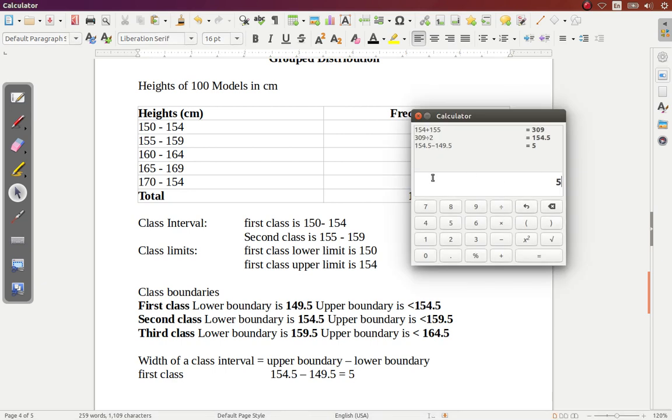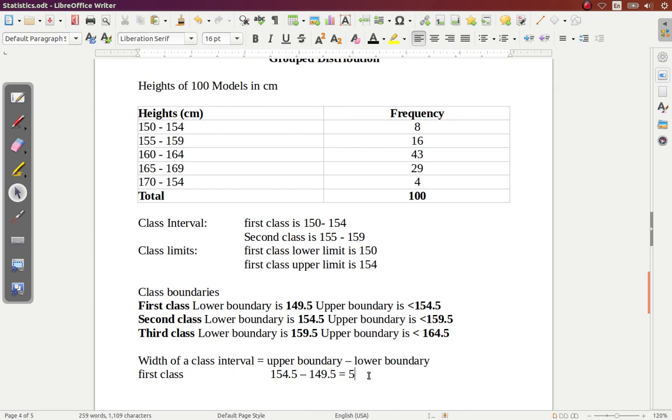Now, notice, if you just subtract the limits, 154 minus 150, you would not get the 5, you would get 4, which is incorrect. So it must be the boundaries that you subtract. Alright, so these are the boundaries and the intervals. So remember, the class interval is really the numbers that you're looking at. The class limits are the end numbers. The higher number is the upper limit, the lower number is the lower limit.